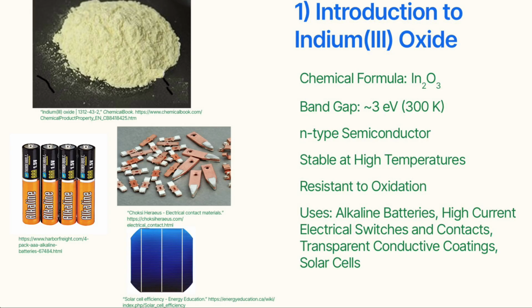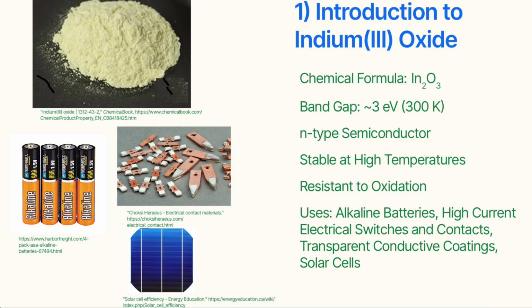So what is indium oxide? Indium oxide can be found in amorphous and crystalline forms. The amorphous form is a pale yellow powder as seen on the slide, and this powder, when exposed to high temperatures, turns into the crystalline form. It is insoluble in water, but the amorphous form does dissolve readily in mineral acids.